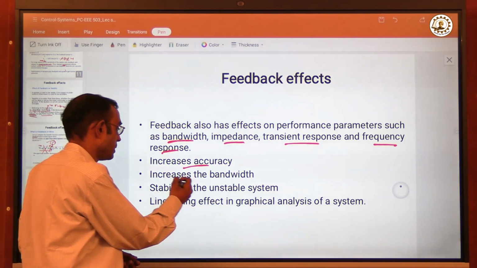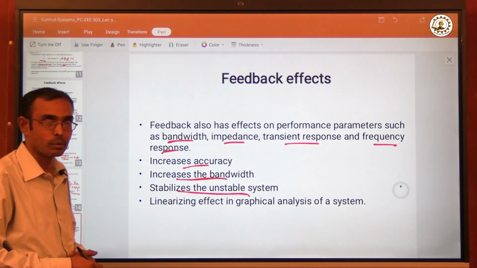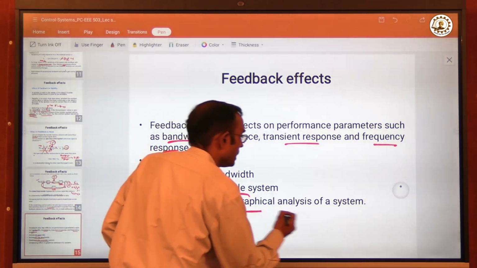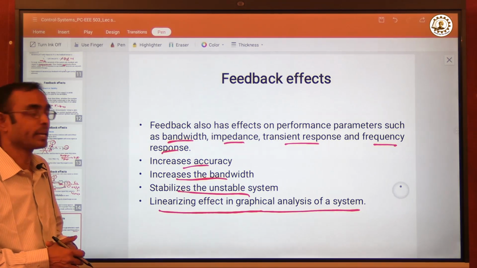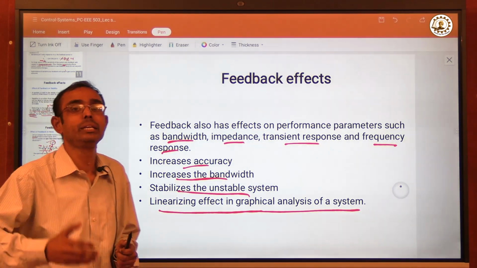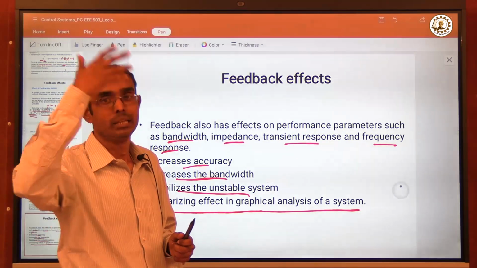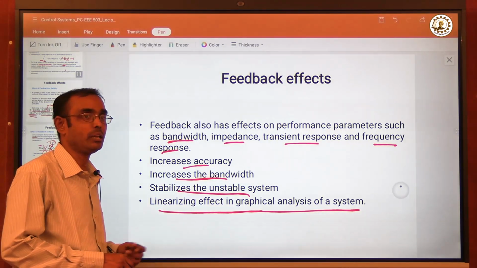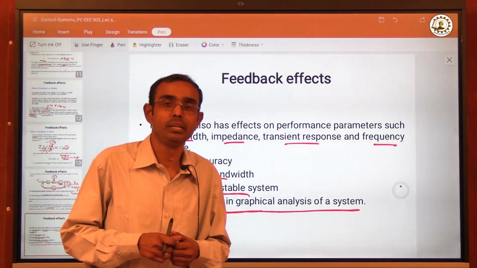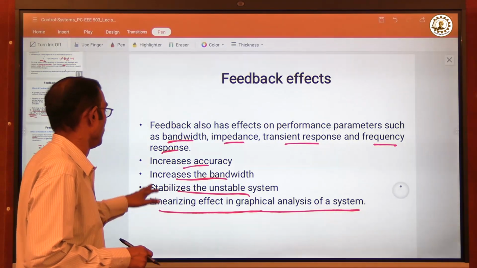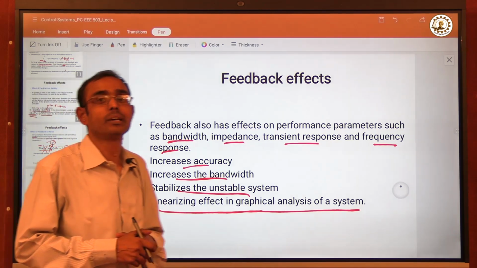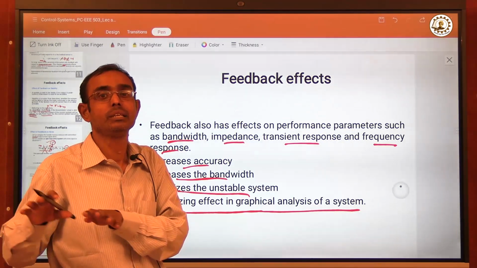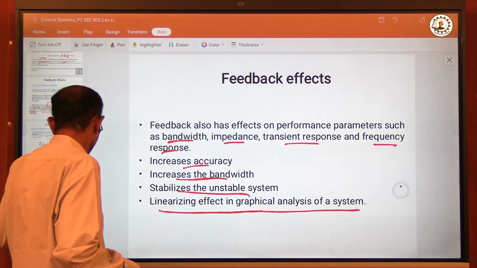It increases the bandwidth and stabilizes the unstable system. There are some other improvements of the system, and a linearizing effect in graphical analysis of a system can also be observed. While we will be doing some graphical analysis of the control system in some later classes, we will see that the feedback effects will be having some linearizing forms. So therefore, we can say that these are the different feedback effects other than those on gain, on stability, on sensitivity, external disturbance, noise, etc.